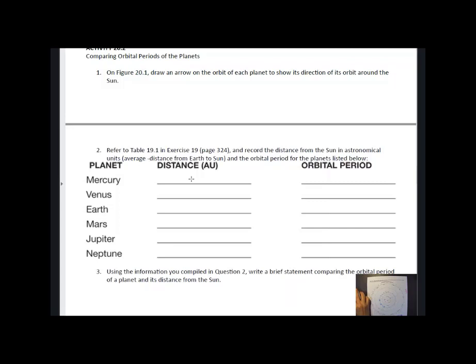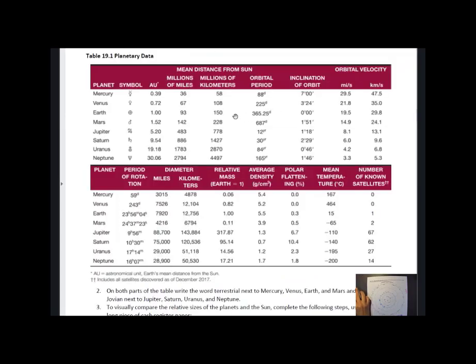So I think Mercury is 0.39 astronomical units, and the orbital period is 88 days. Make sure you put days, and you can see once you get to Jupiter, it's years, right? And Saturn, and in fact, they don't even ask for Saturn. They want Neptune, 165 years.